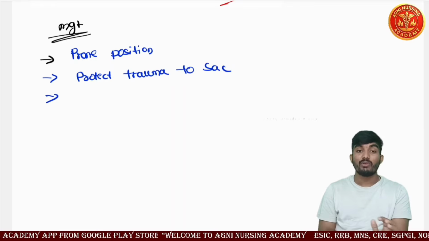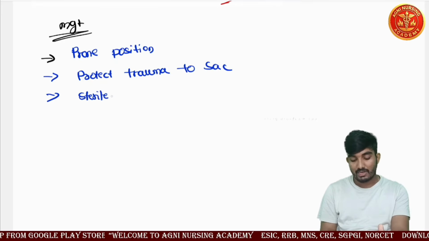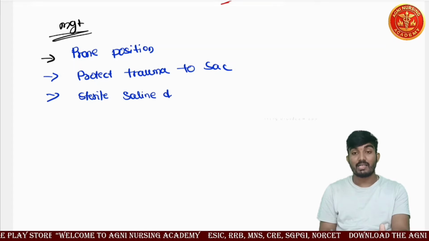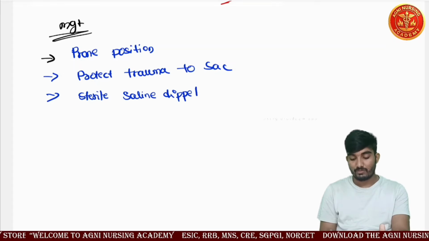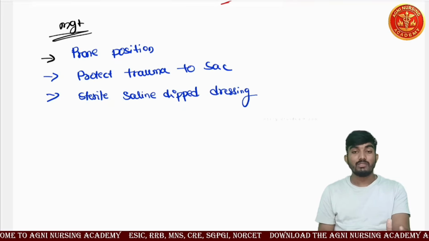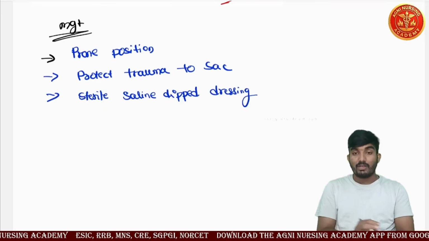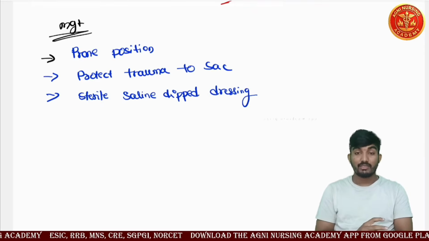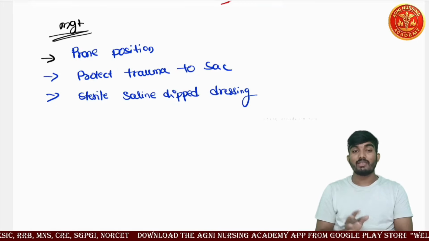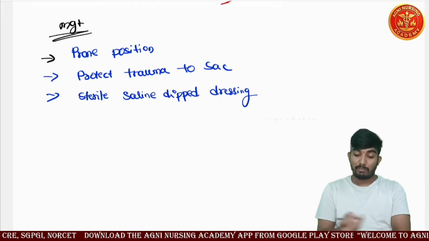Third, we have to apply a sterile dressing, a sterile saline-dipped dressing, over the protruded organs, covered with a membrane. Afterwards, the organs are put back inside and surgical correction is done.